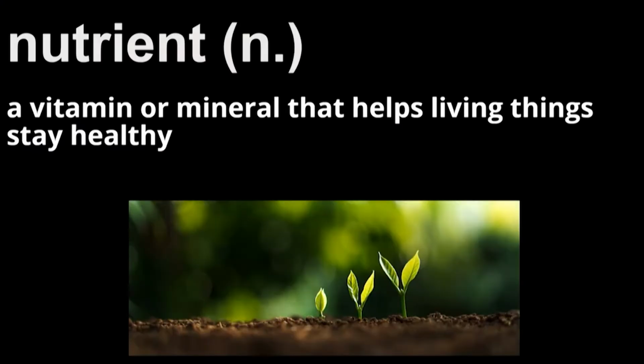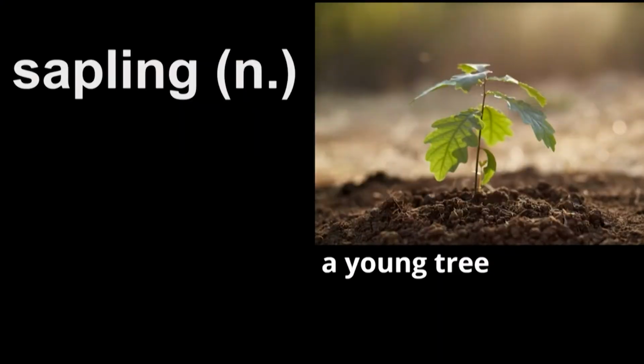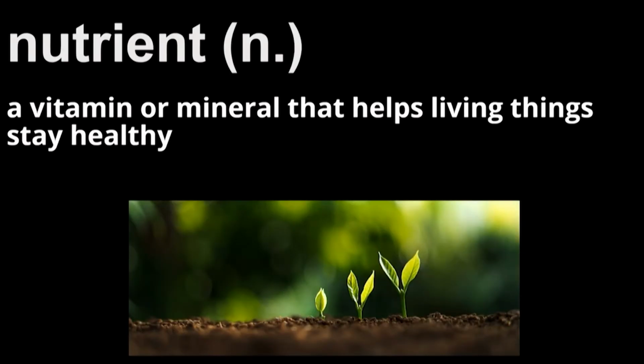Our first word is sapling. What's the word? Yes, you got it, sapling. A sapling is a young tree. You may plant a sapling in fresh soil. Next, we have nutrient. What's the word, friends? Nutrient. A vitamin or mineral that helps living things stay healthy is a nutrient. Plants need nutrients from the soil to grow.